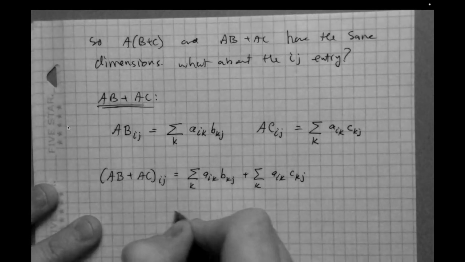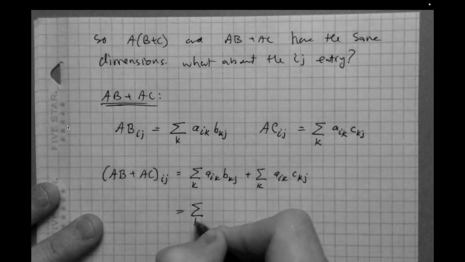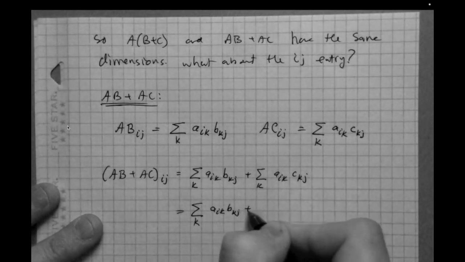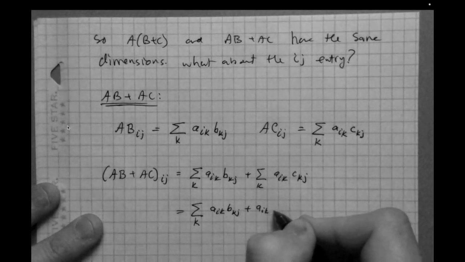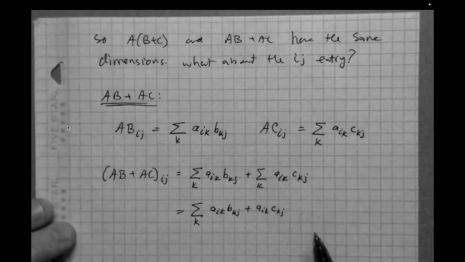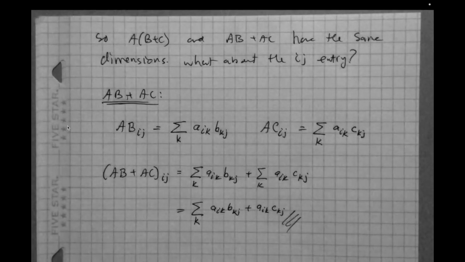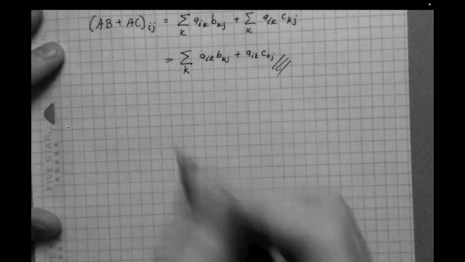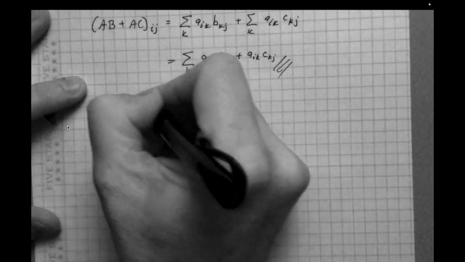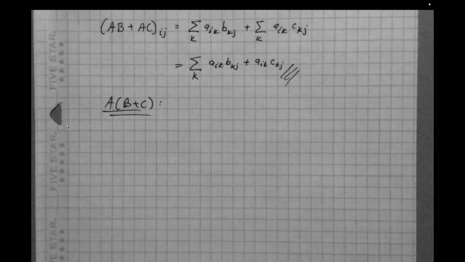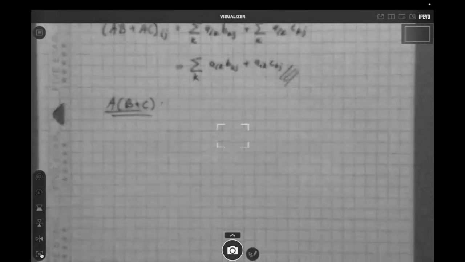Okay, and a better way to write that is to combine the sums. So the sum over K of A_ik B_kj plus A_ik C_kj. Okay, and so this is the ij entry of the first matrix, AB plus AC. Now, what about the second matrix? So next we'll look at A times B plus C. What is the ij entry for this matrix?